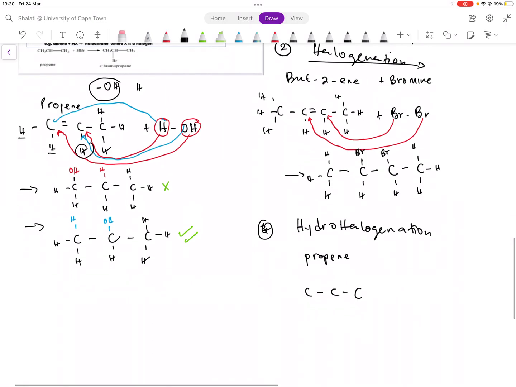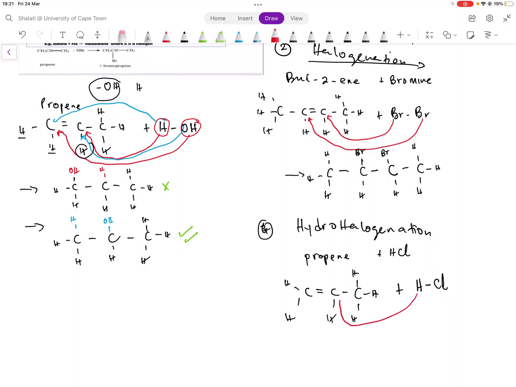So you start with propene, then we have a double bond, H, 1, 2, 3 hydrogens. We are adding a hydrogen and a halogen. So I'm going to use HCl, a chlorine and a hydrogen, HCl. So what can happen here? Again, the first case, the hydrogen can attach to this one and the chlorine can attach to that one. The second case, the hydrogen can attach to this one, the chlorine can attach to this one.